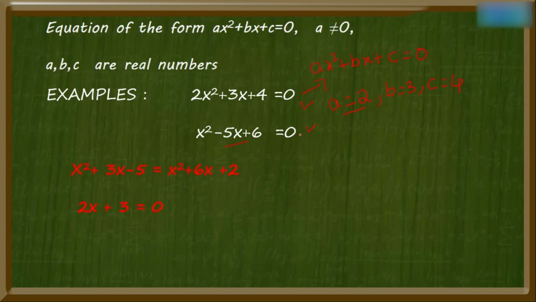Now consider these two equations. Are they quadratic equations? No. Why? Let's see. If you look at this first equation, x square plus 3x minus 5 is equal to x square plus 6x plus 2. Here, this x square and this x square get cancelled. So, I'll write 3x minus 5 will be equal to 6x plus 2.